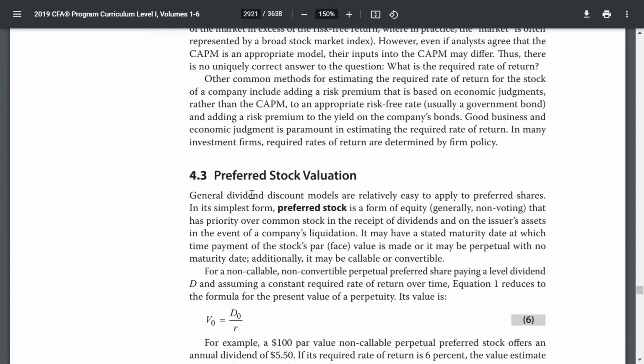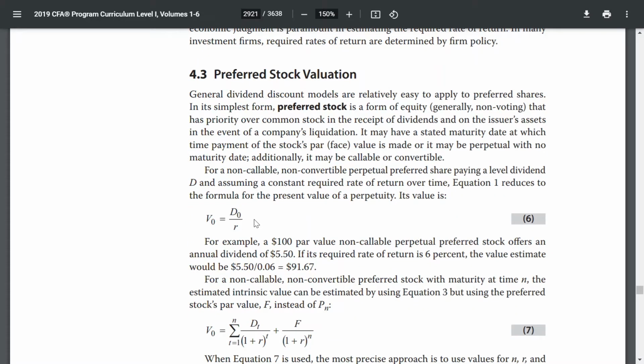Preferred stock valuation: general dividend discount models are relatively easy to apply to preferred stock in its simplest form. A preferred stock is a form of equity, generally non-voting, that has priority over common stock in the receipt of dividends and in the issuer's assets in the event of the company's liquidation.